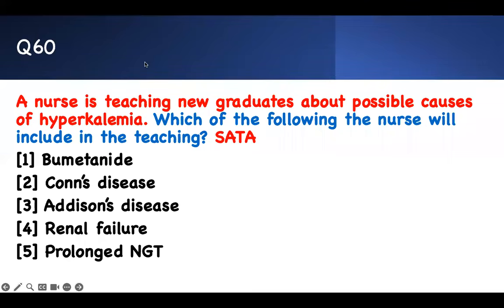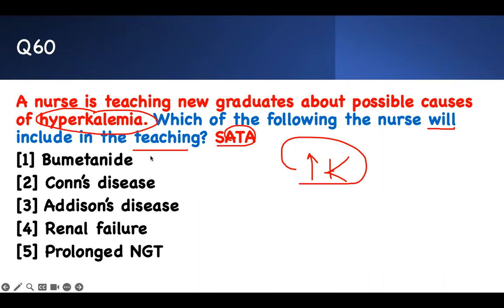Number 60. Select and apply. Which of the following would the nurse include in the teaching? A nurse is teaching a new graduate about possible causes of hyperkalemia. Or you ask yourself, what is going to make my K high? Bumetanide is what? A loop diuretic. They never make your potassium high. One of the side effects is hypokalemia.